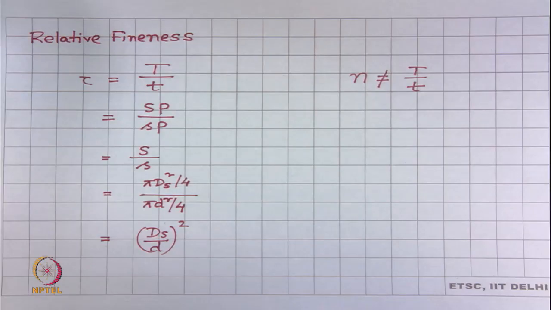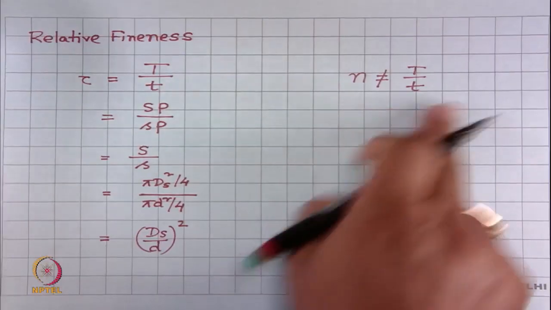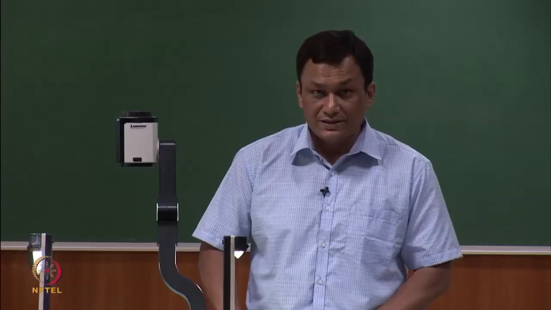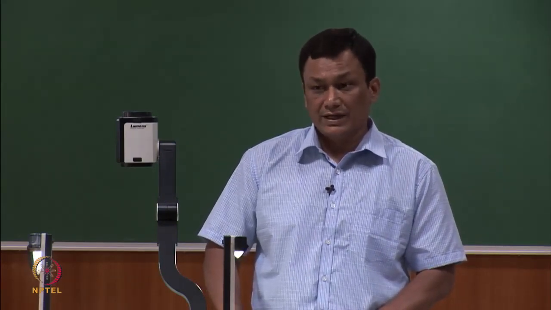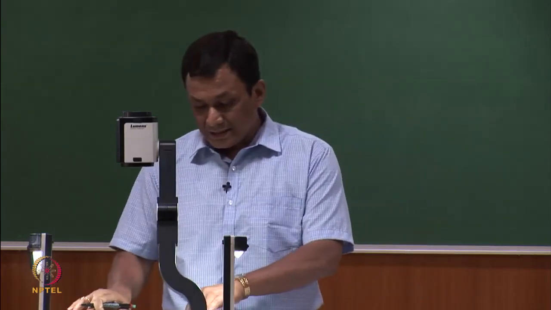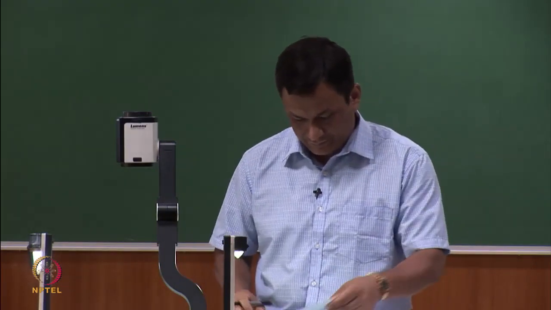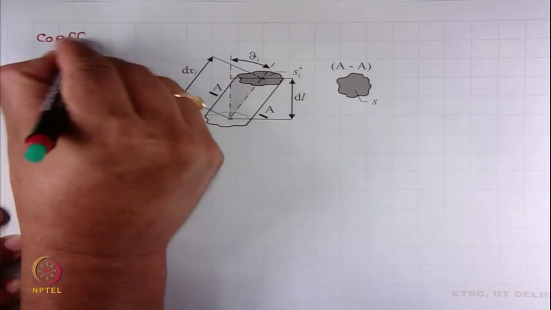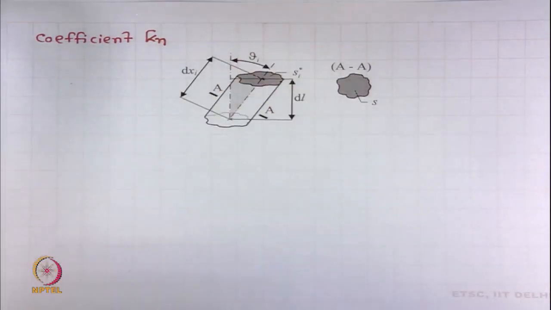Okay. We will answer this question. If this is not true, then what is true? That means, how do we find out the number of fibers present in the cross section of yarn? We are going to answer this question, but before that we need to understand one more important characteristic of yarn structure, which is known as coefficient Kn. It is another relatively new term probably for you, coefficient Kn.